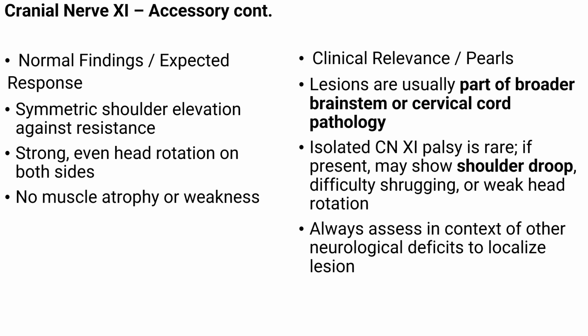atrophy or weakness. Clinically, lesions of the accessory nerve are rarely isolated. They typically occur alongside broader brainstem or cervical cord pathology. When present, weakness may manifest as a shoulder droop, difficulty shrugging, or reduced ability to rotate the head. Evaluating CN XI in context with other neurological findings helps accurately localize lesions and guides further assessment.